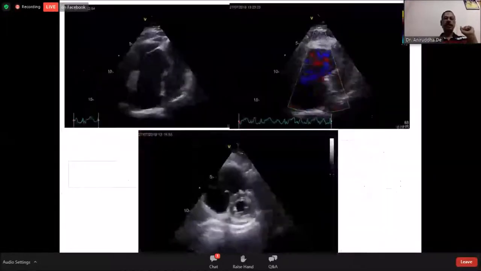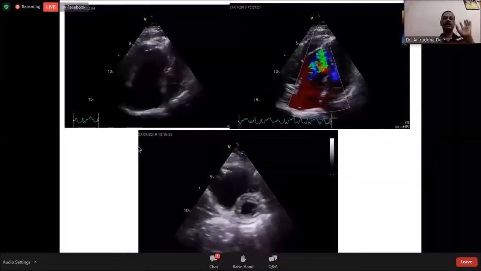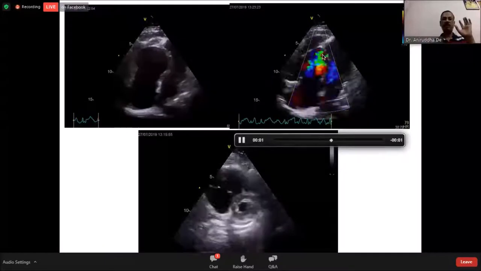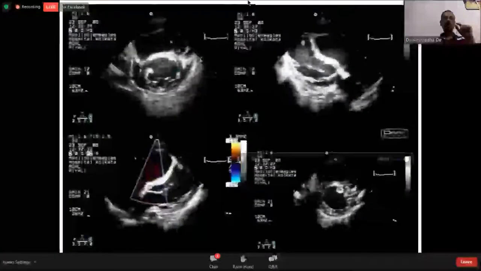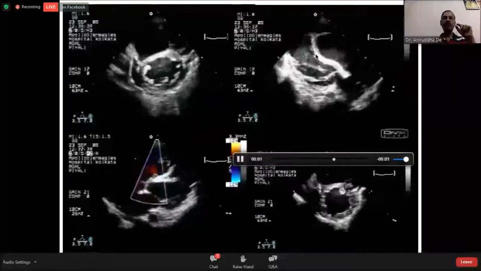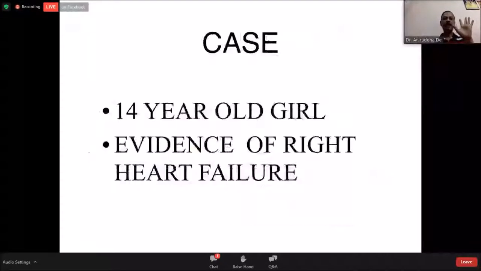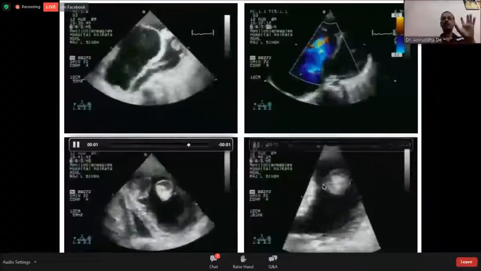So there is an 8 millimeter difference; if more than 8, there is an Ebstein. So I'll show you in a rapid sequence. This is a classical Ebstein, and we can see the coaptation failure here. And here is another case with a non-compaction of the LV with Ebstein. And this is a 14-year-old girl. Again, there is an Ebstein with rhabdomyoma.